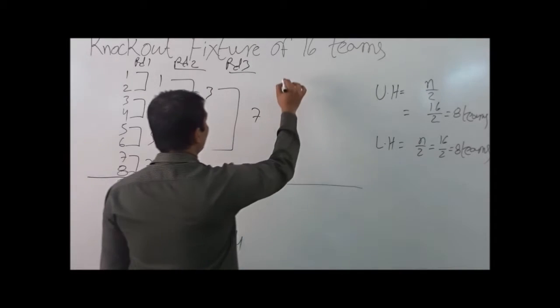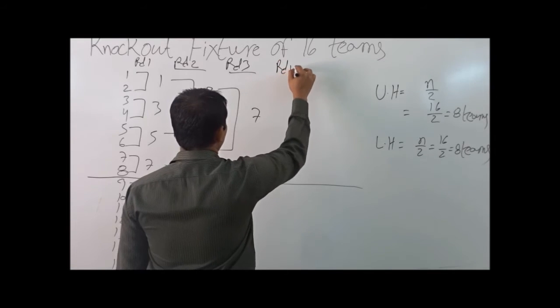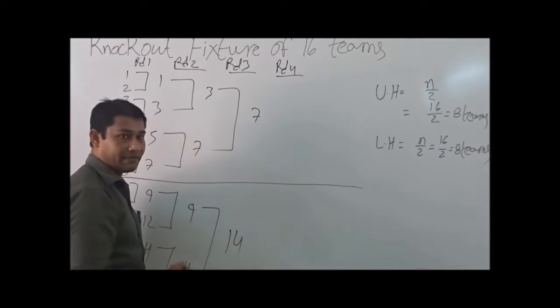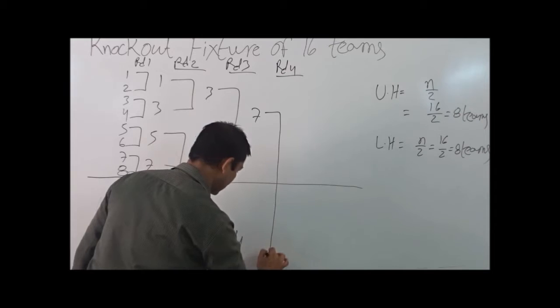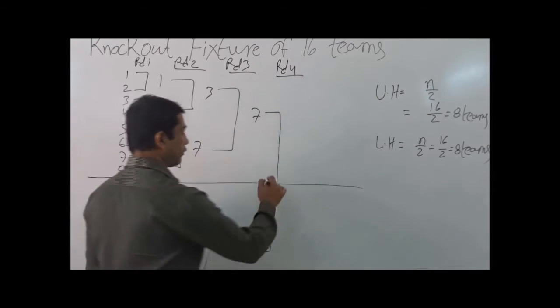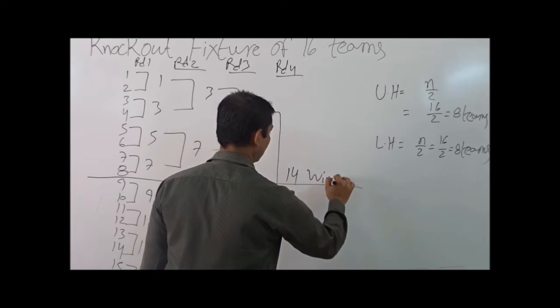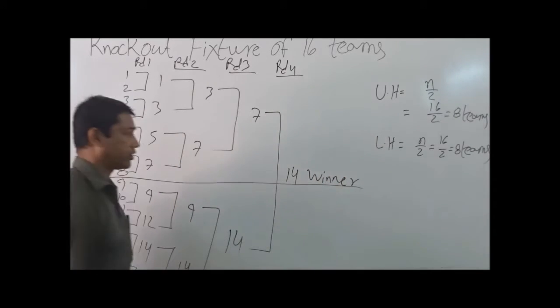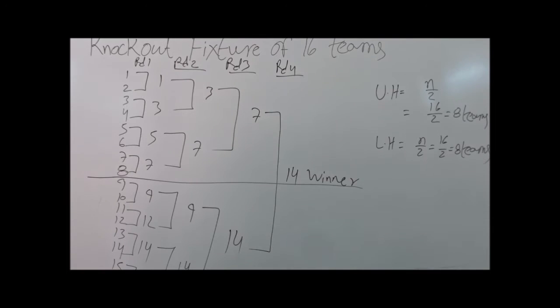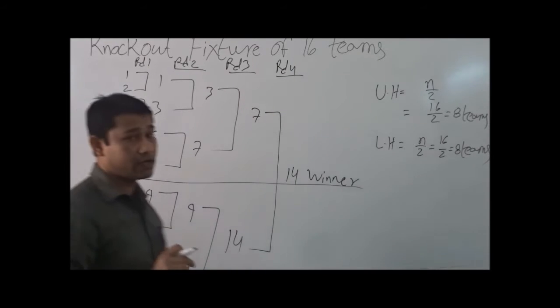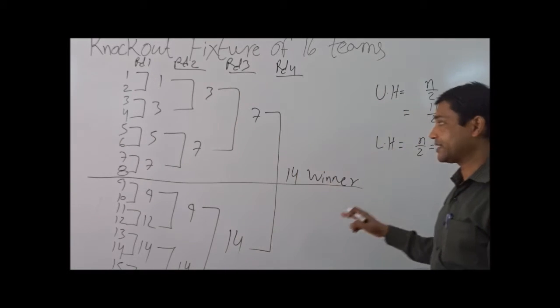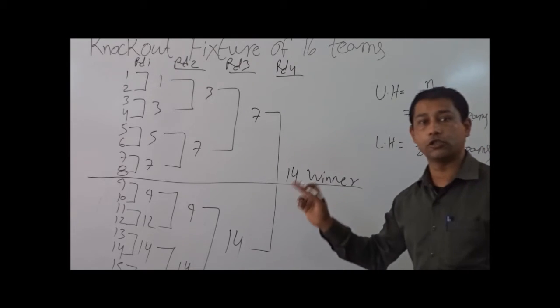So, moving further, round 4. 7 and 14 will be playing with each other. So, for example, 14 is the final winner. So this is a fixture of 16 teams participating in a knockout tournament.